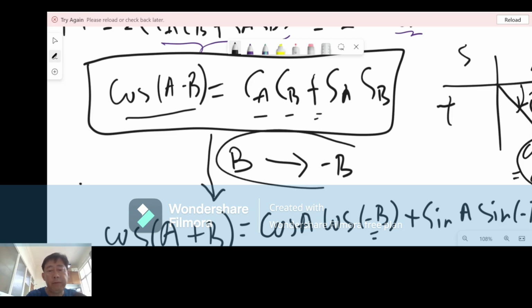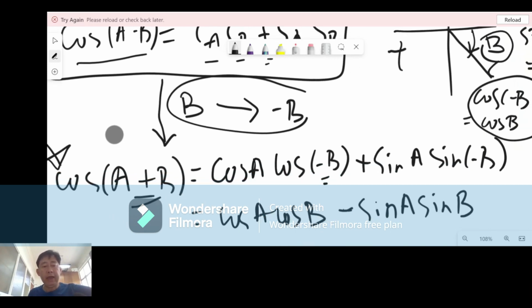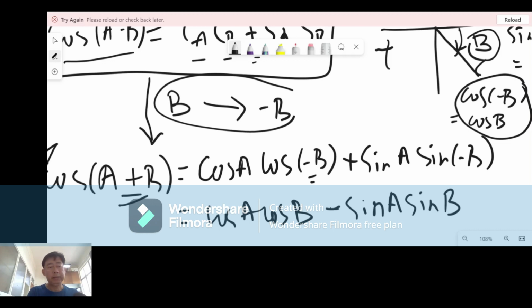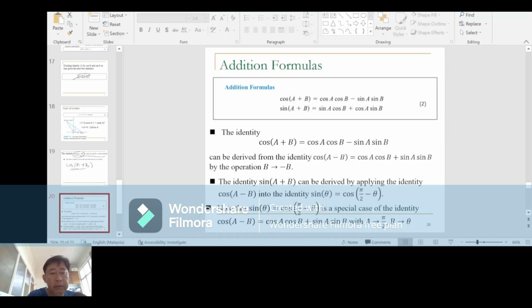Then when you perform this operation, the same identity for cos of a minus b is now transformed into the form of cos of a plus b. So this relationship is derived based on the knowledge of this. Then this is just the rule or the identity for cos a plus b. So this is how you explain and derive the addition formula of the cos of two angles.